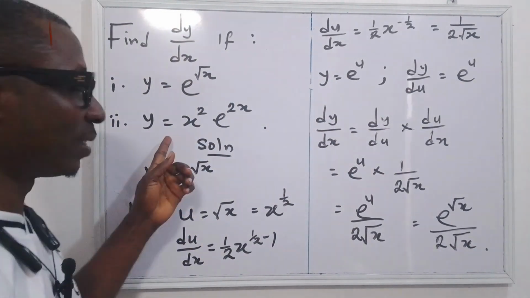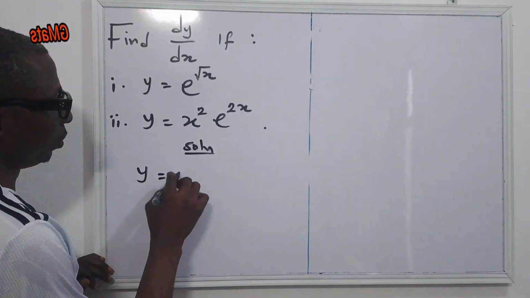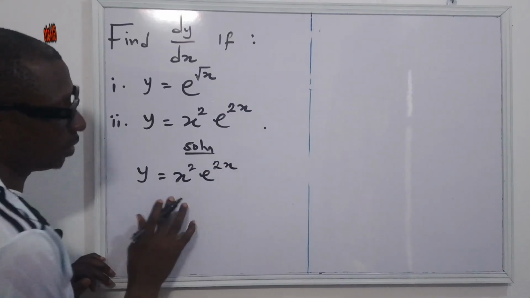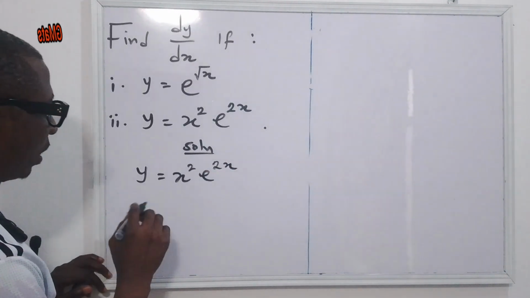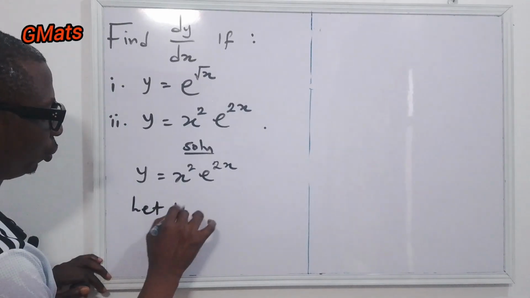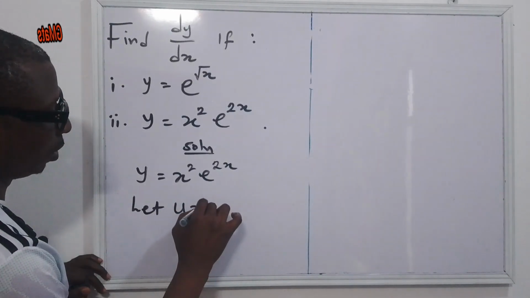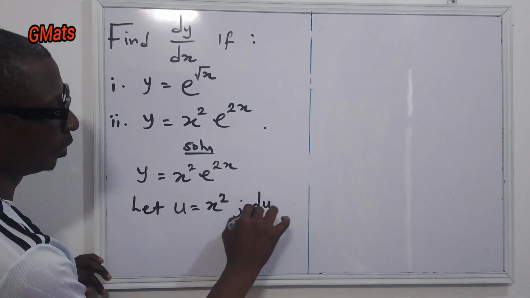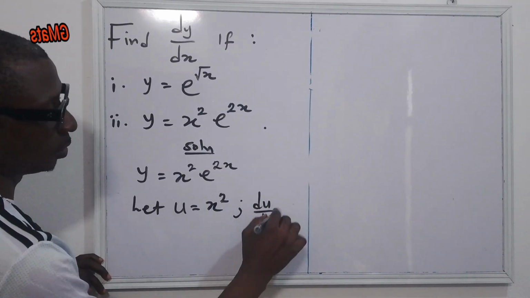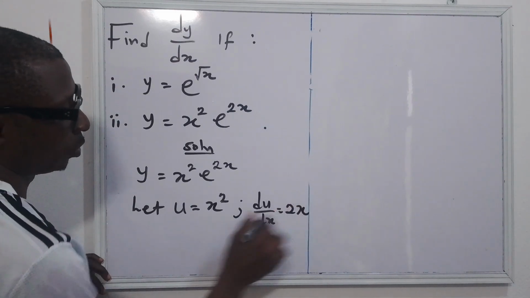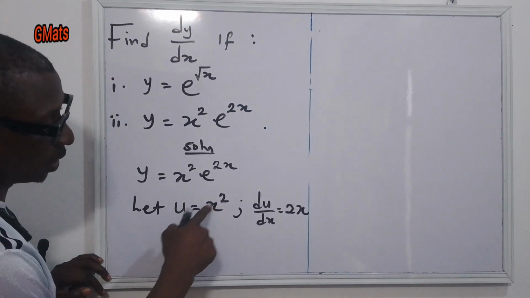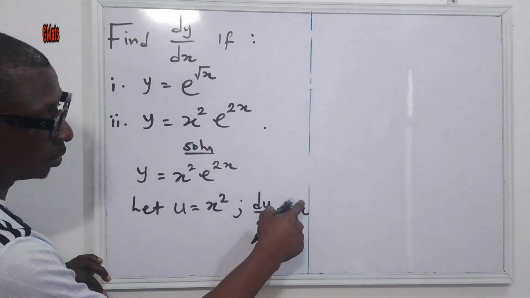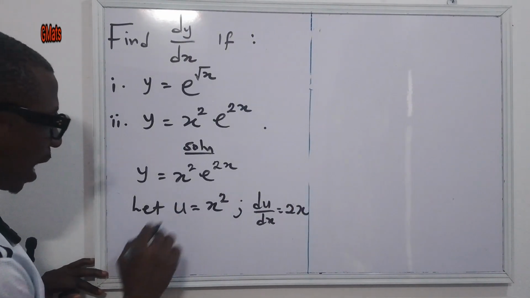Now let's look at the second one here. y equals x squared e raised to the power of 2x. Now this is a function of a function. So we start by saying let u be equal to x squared. So that implies that du/dx is what? 2x. When you differentiate this, the 2 comes here, you take away 1 from the power, so you have x raised to the power of 1.